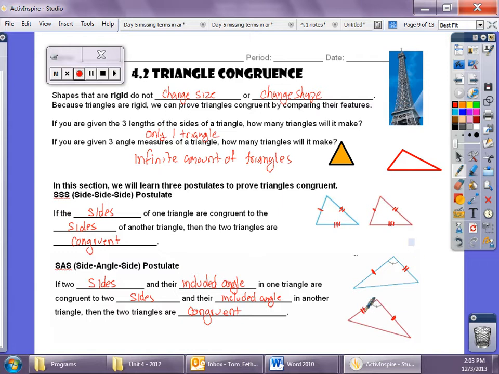What this means is that we have these sides, so this side is congruent to this side, and this side is congruent to this side, and this is the included angle. See how it's between these two sides? So since it's between them, these two triangles have to be congruent. So they must be congruent.